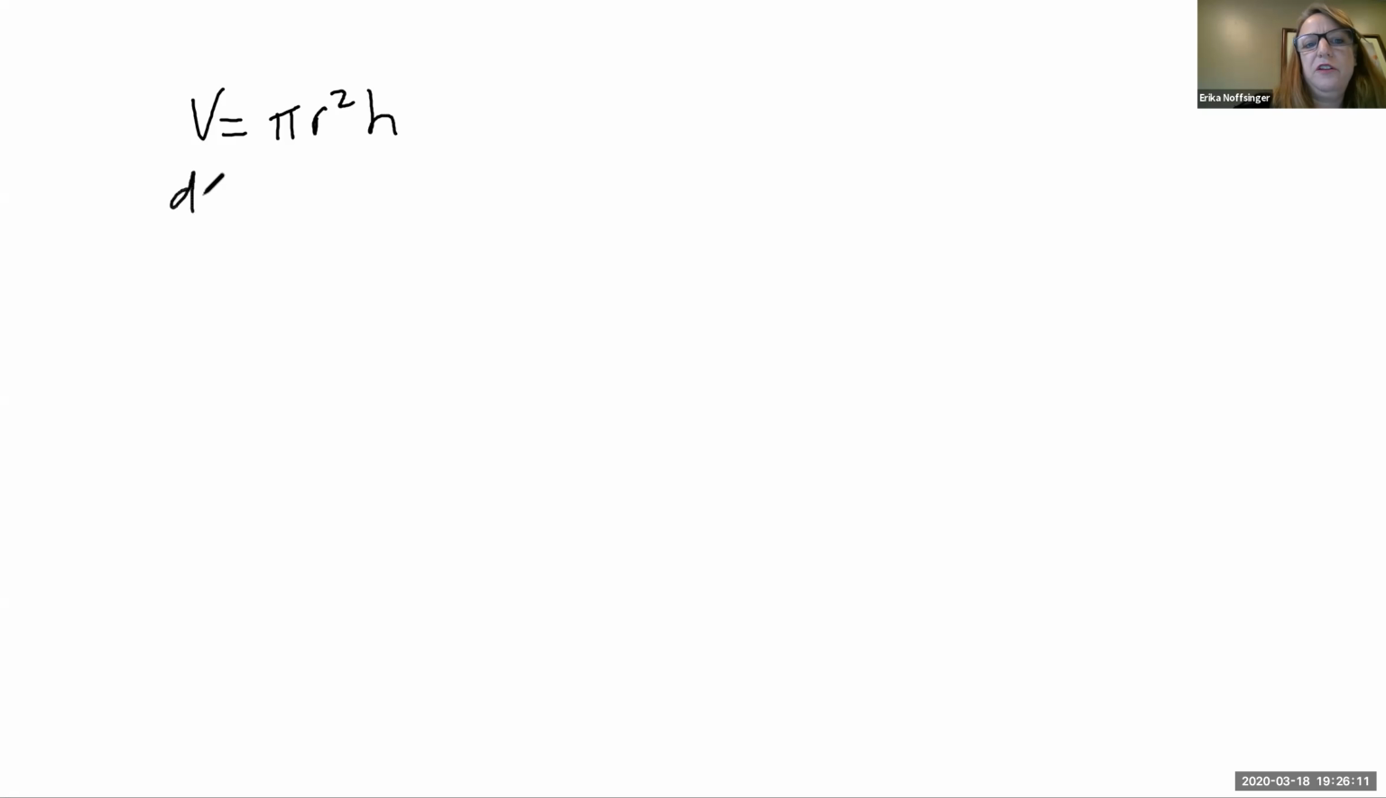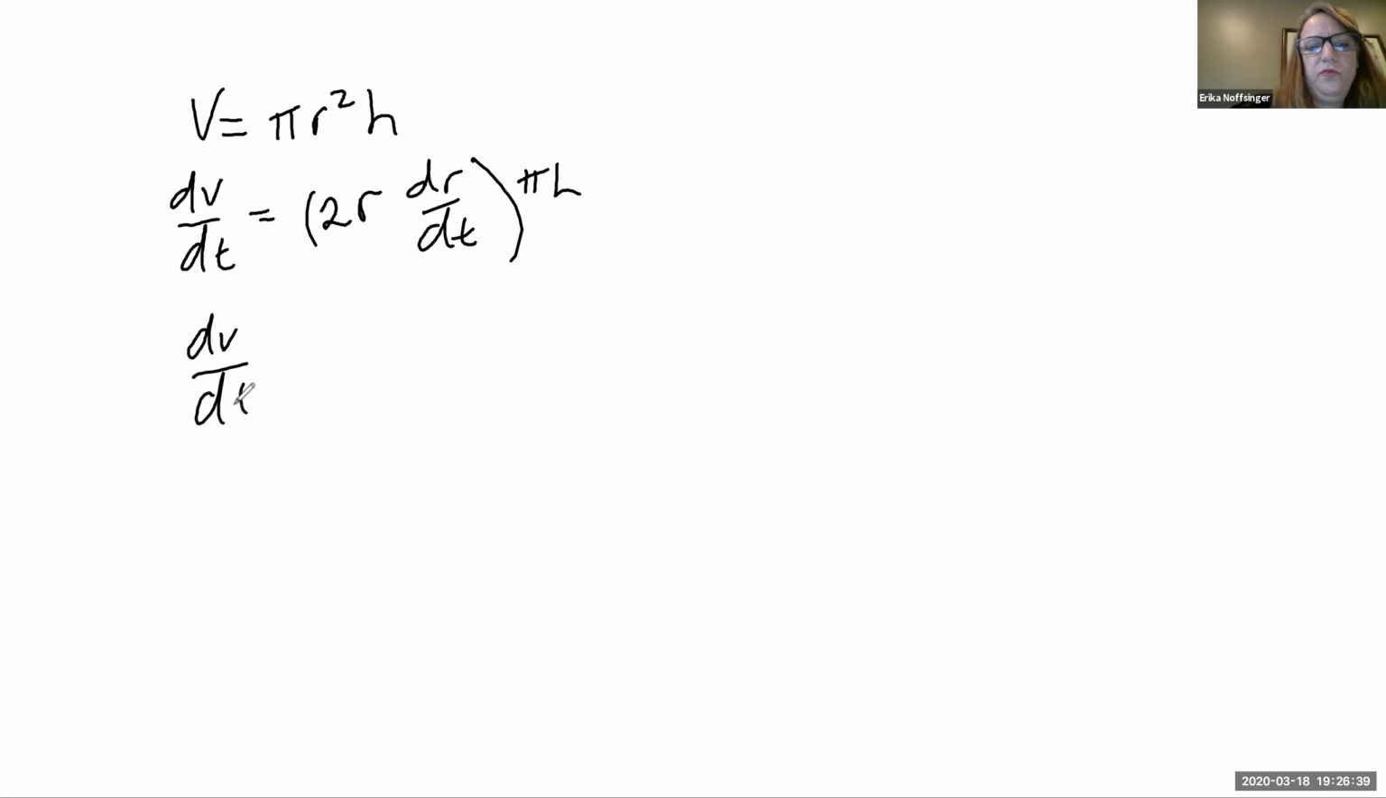So again, taking the derivative of both sides, we get dV/dt is equal to, r now is with respect to time, h is a constant. So taking the derivative of r squared, that's going to be 2r dr/dt, all times we still have our constants, pi h. So we could write it a little bit neater. So this is 2 pi r h dr/dt.